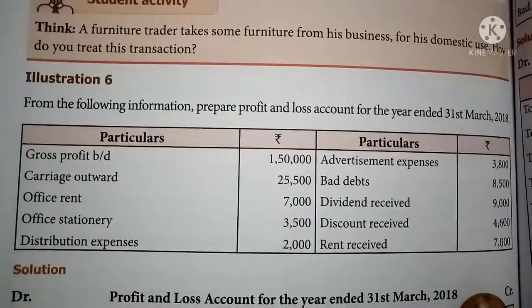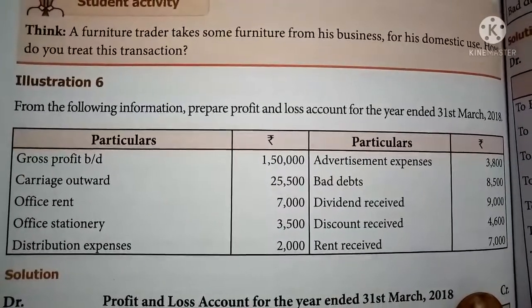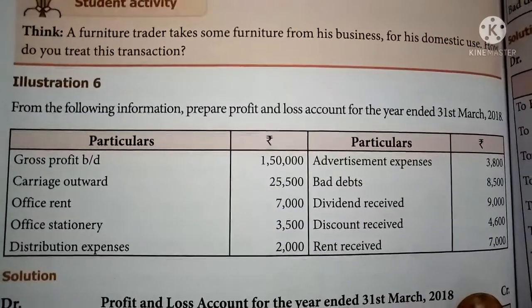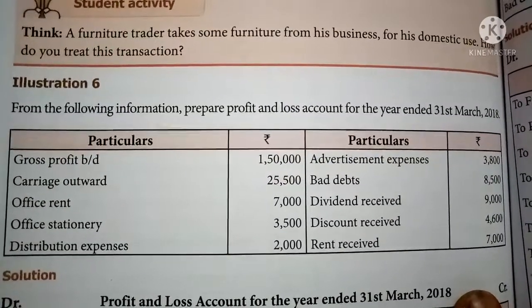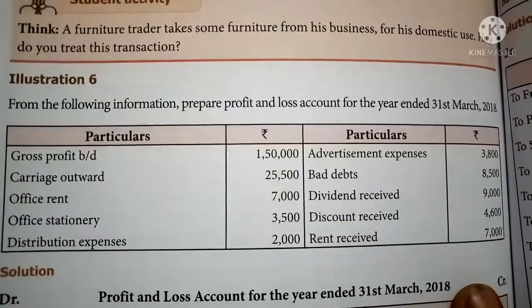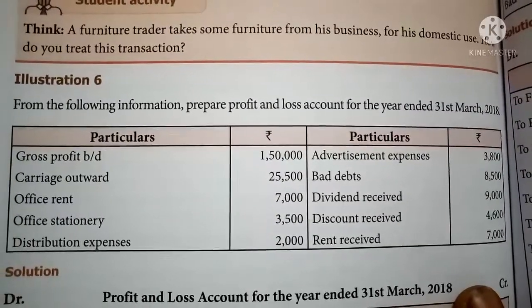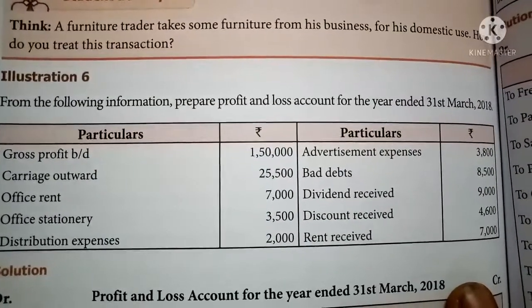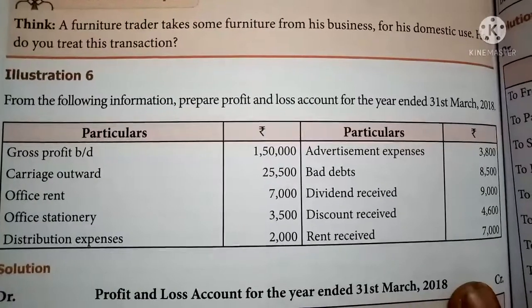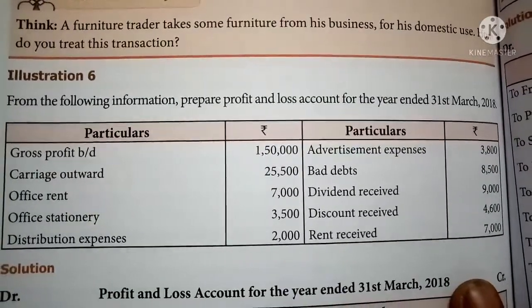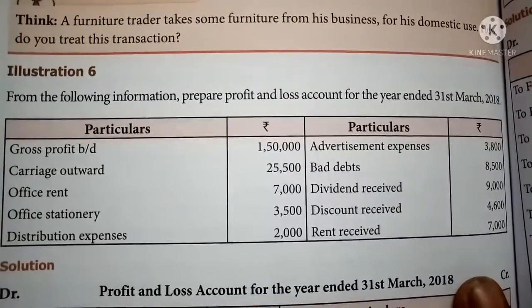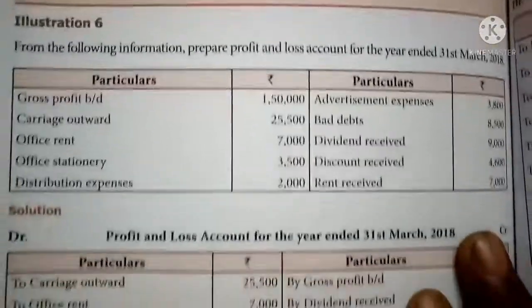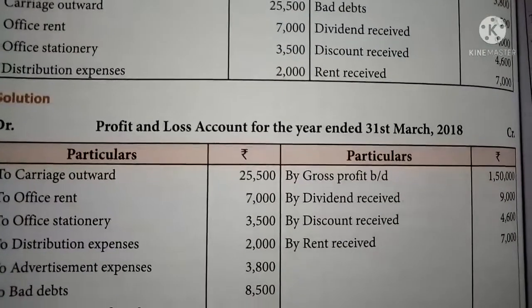Whatever information is given in the sum, go through it clearly and find out which items are expenses and which items are incomes. Expenses should be shown in the debit side of the profit and loss account. Income should be shown in the credit side. Before that, we should write the gross profit. So 1,50,000 should be written in the credit side of the profit and loss account, by gross profit rupees 1,50,000.